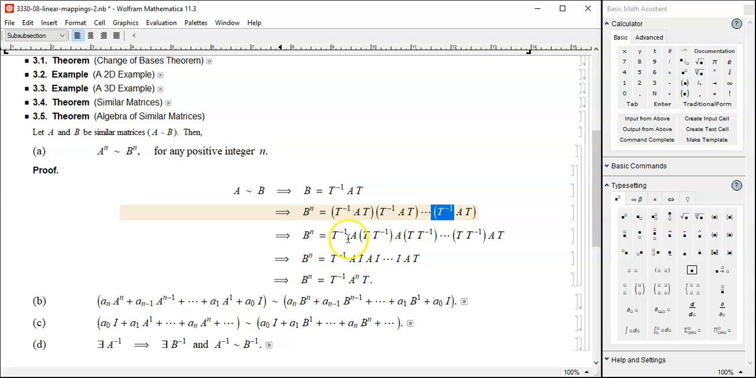And then what do you get? First T inverse and last T stays, and all T inverse in the middle just cancel out, and in the end, what do we have? We have T inverse A to the nth power T. So if A and B are similar, then B to the nth power and A to the nth power are similar as well.